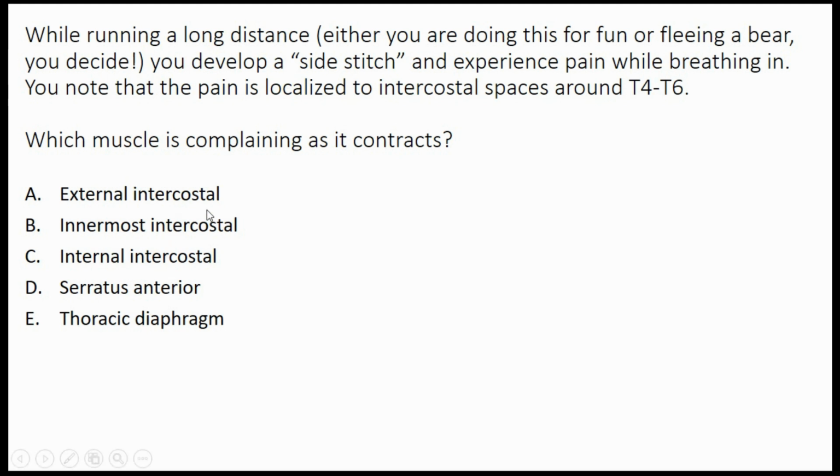Innermost intercostal, I want you to note that pain is in the intercostal space around T4 to T6. If it was really close to the sternum, maybe, but external intercostal is the better answer because it's a muscle that's definitely involved in inspiration as you breathe in. Innermost and internal intercostals are more involved in expiration, especially laterally. Serratus anterior, not really going to be one that you get a side stitch in when you're breathing, and the thoracic diaphragm is not going to be localized to those intercostal spaces. So external intercostal is the best answer there.